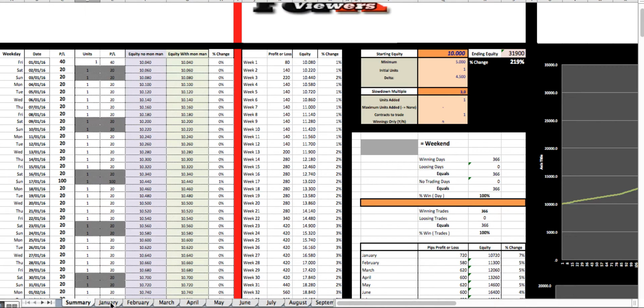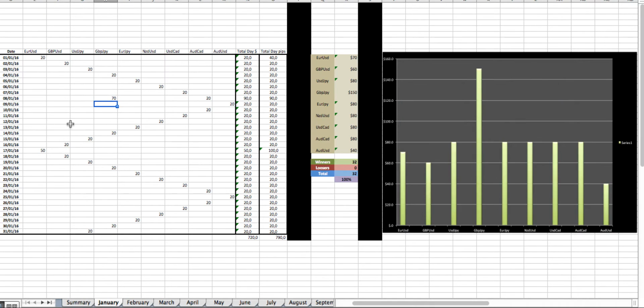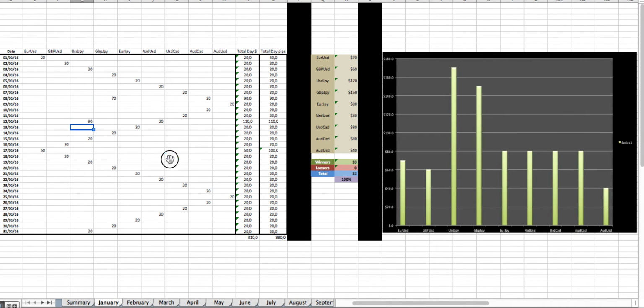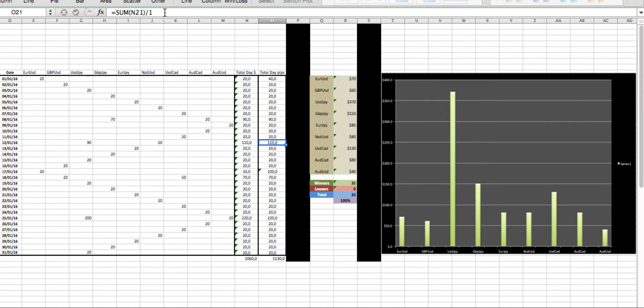The only thing you need to remember is that this right here is dollars. So you put in your dollar amounts here, $70, boom. $90 right here, boom. $50, boom. You can see the columns here changing. $200, boom, right? And you will get the pip amount right here on the right. But remember, if you are trading anything other than 1, you will have to change this manually. And when the spreadsheet tells you to change it up to 2, you will also have to change it up to 2 manually.